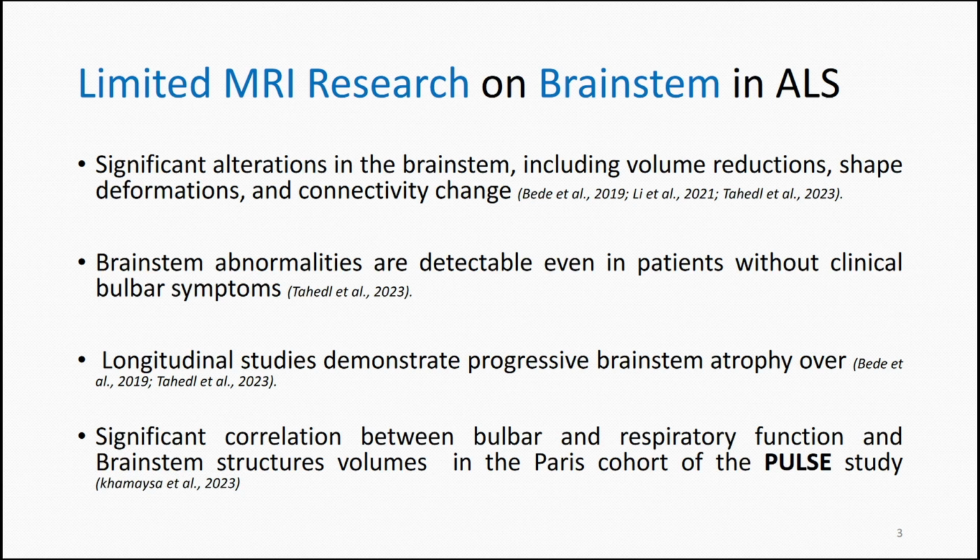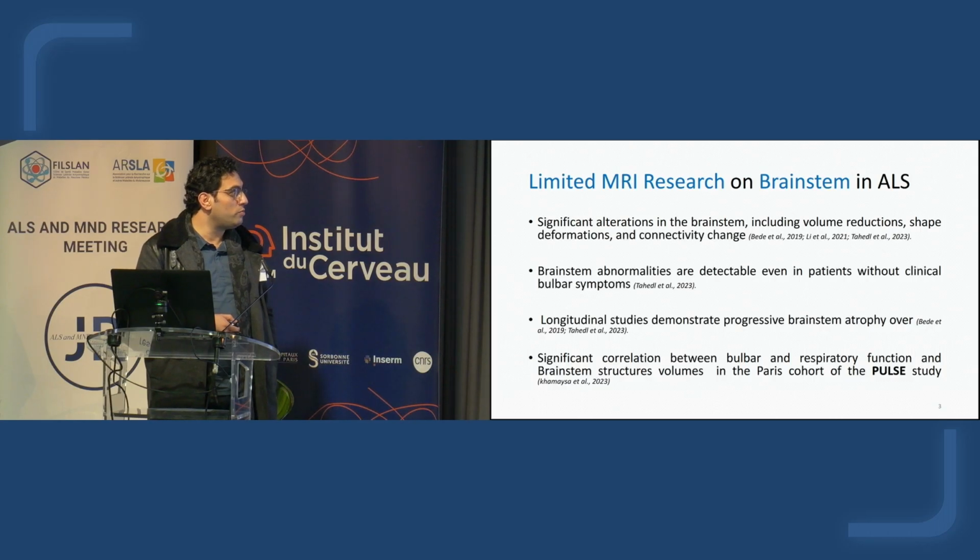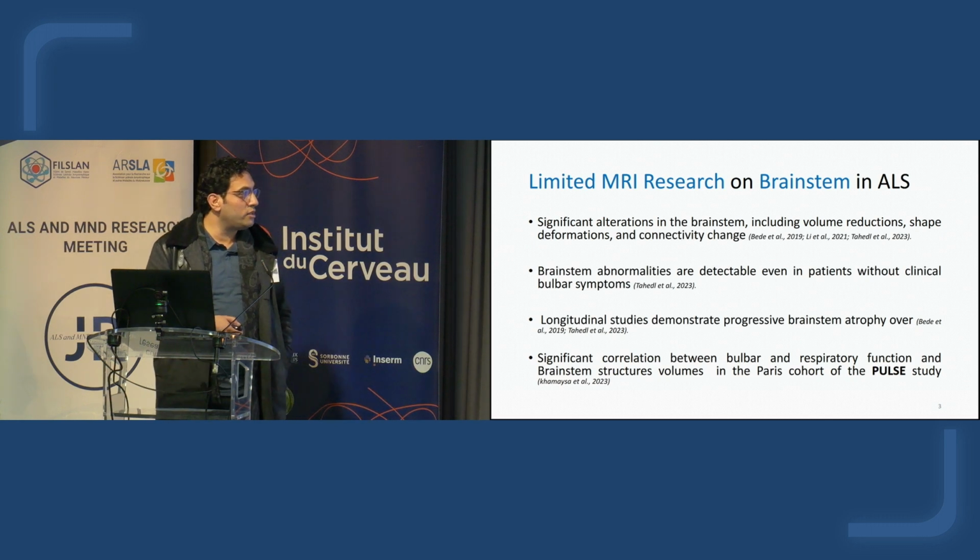Interestingly, significant alterations were detected and reported at the brainstem level, ranging from volume reduction and shape deformation to connectivity changes. The research on the brainstem in ALS at the MRI level is quite limited. Notably, brainstem abnormalities were detected even without clinical bulbar symptoms in ALS patients. And longitudinal studies demonstrated progressive brainstem atrophy over time, which makes it a candidate biomarker in ALS for assessing respiratory and bulbar function.